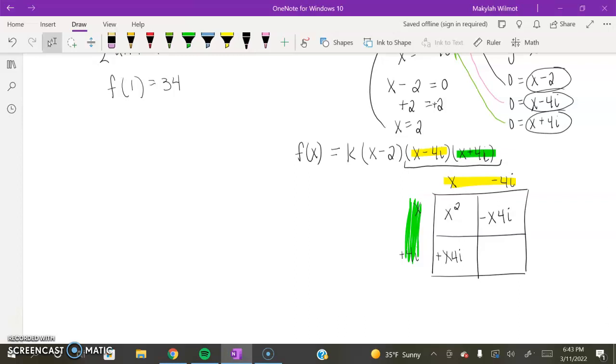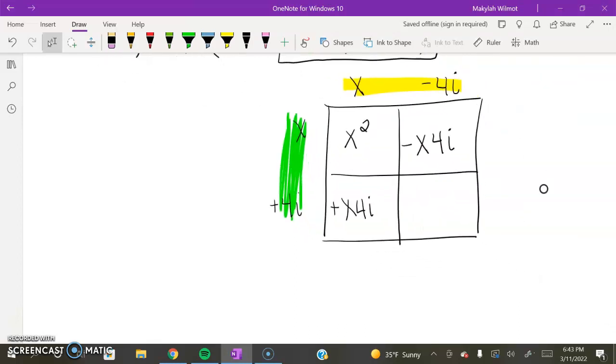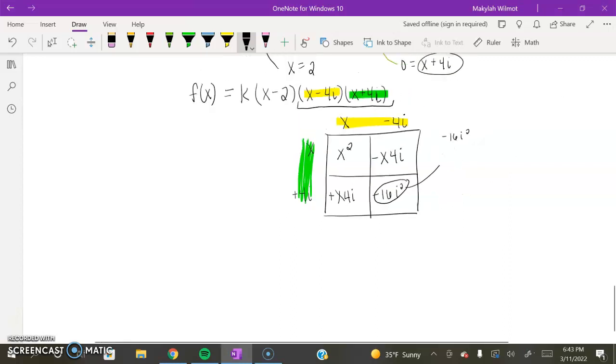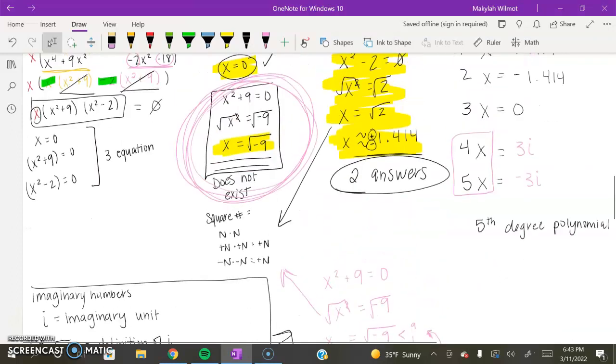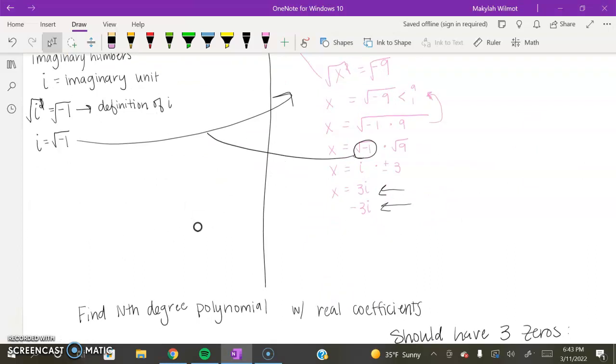And then, okay, you have negative 4i times positive 4i. That equals negative 16i squared. So we're going to look at this for a second. Negative 16i squared. Well, if we go back to what we know about imaginary numbers, the square root, again, big red, the square root of i is negative 1.